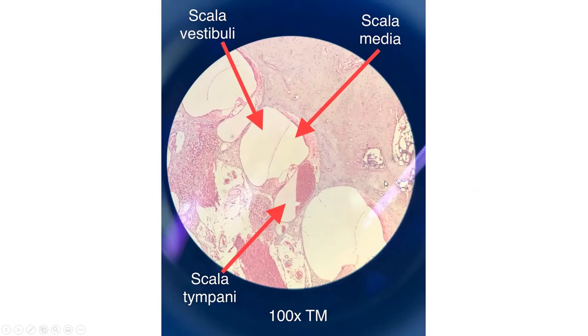And then last but not least, this one has everything labeled for you. So just like we talked about, organ of Corti would be right here on the basilar membrane. This is your vestibular membrane.